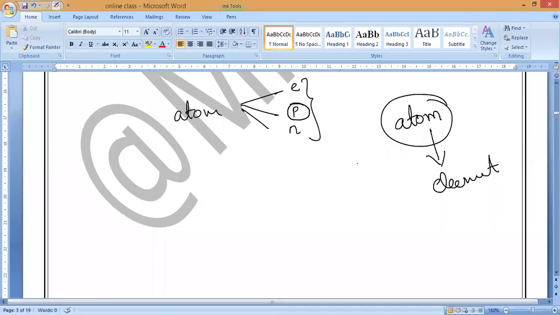Take here basic. What do we have to take? We are not supposed to take an element. We have to take what? An atom of any one element. Understanding? A single atom we have to take, or one atom of an element we have to take.